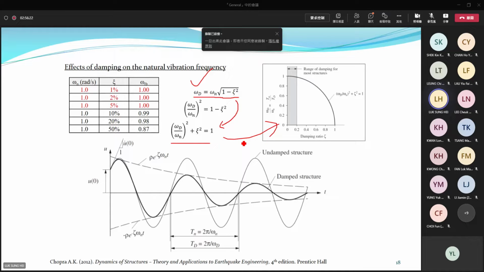Then you can see much more clearly the relationship between the frequency ratio, the ratio between damped frequency and omega n, and the damping ratio. You can see the effect of damping ratio on omega d over omega n. For small damping ratio, the ratio between omega d and omega n is approximately equal to 1, which means they are equivalent, the same as each other. For large damping, when the damping ratio increases, their ratio becomes less than 1. That means they start to look different.